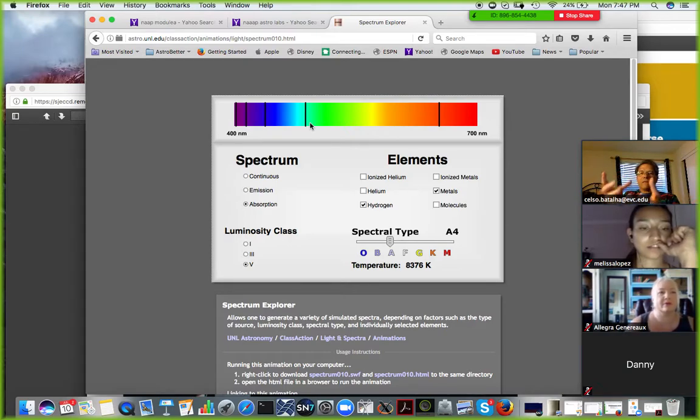Spectroscopy done in a laboratory can also be applied to stars, and that's how we know about stars. We don't go there, we don't visit them, but they visit us all the time, and they bring us the light they produce, and by studying this light, we can learn about them.